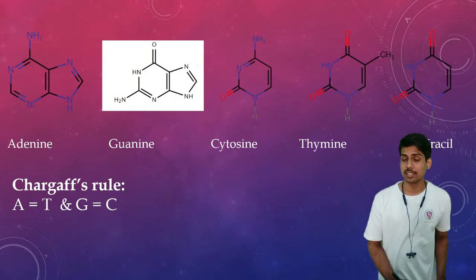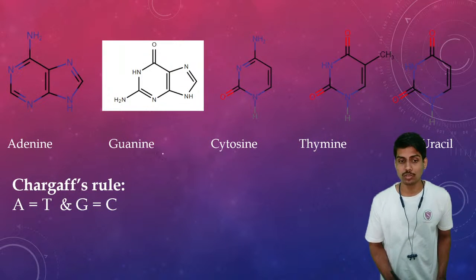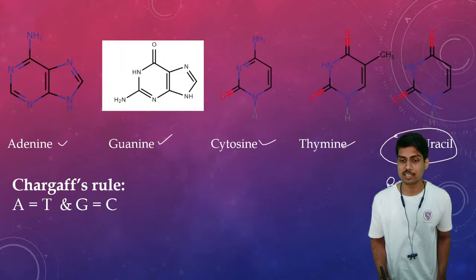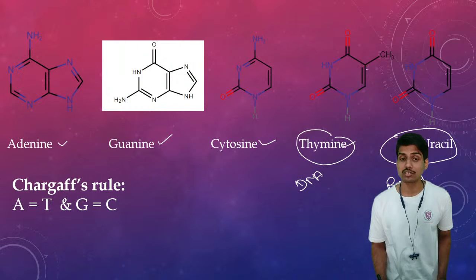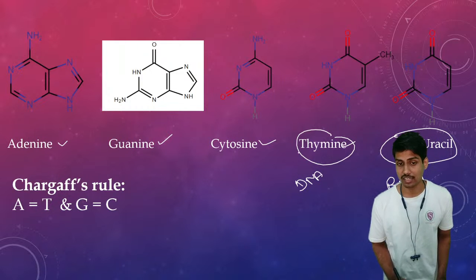And whatever nucleotides I have shown you, adenine, guanine, cytosine, thymine, uracil: uracil will be present only in the case of RNA, and thymine will be present in the case of DNA. If you remember the structure, you can draw the structure. Otherwise, at least just mention the names.